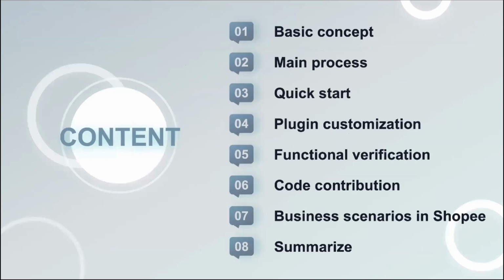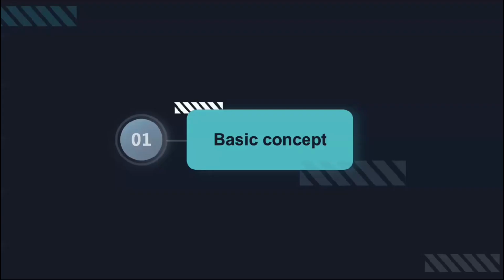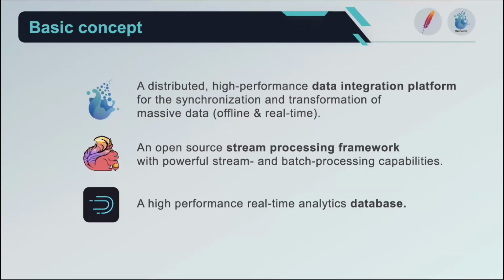My sharing is divided into 8 chapters. The first part is basic concepts. Let's take a look at what those components are. SeaTunnel is a data integration platform to help businesses quickly build up pipelines. Flink is a stream process engine, and Druid is a time series database.